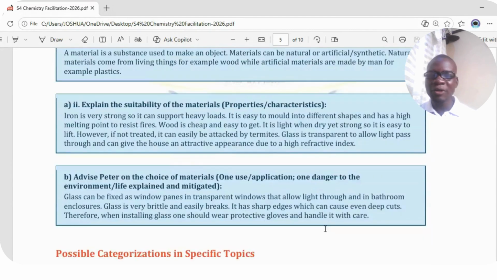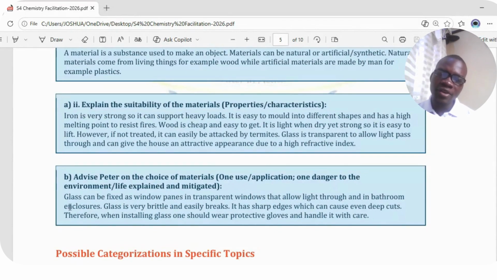So under the part of advice, how are you going to do it? Here I told you you're supposed to give us one use or application, give us one danger to the environment, then explain it and then mitigate it. That is advice. For item 2, remember these two items have different approaches. You need to check that explanation for item 1, the way I explained it very well. So here you're supposed to give us one use or application, one danger to the environment, explain it and then mitigate. Then you will have done with giving us the advice.